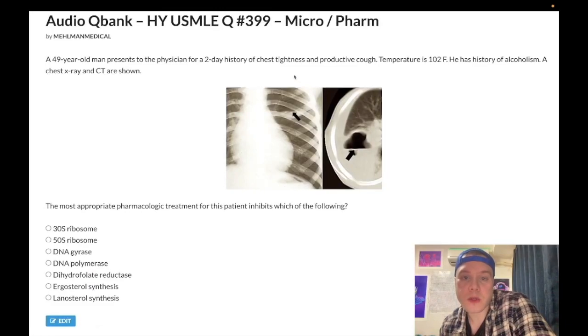How's it going, guys? So this is a hyper basic slash pass level question for micro slash pharm for Step 1. The vignette, at a minimum, super easy. The answer choices, slightly increased difficulty in that, sure, you need to be aware of mechanisms of action.